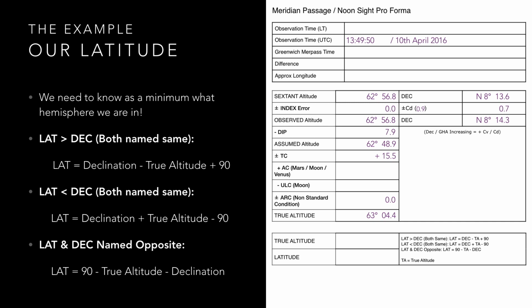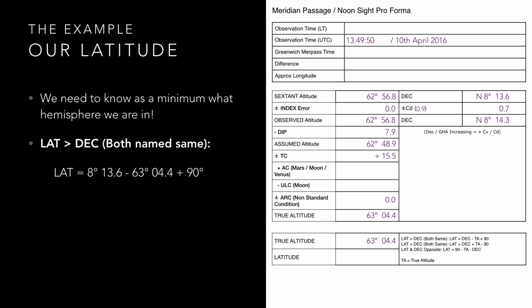In our case, the declination is less than the latitude, so we use the top formula. We take our declination, subtract the true altitude, and add 90 degrees. Which gives us our latitude of 35 degrees 09.9 minutes north.